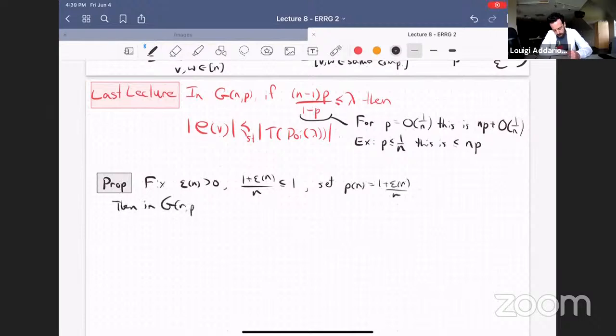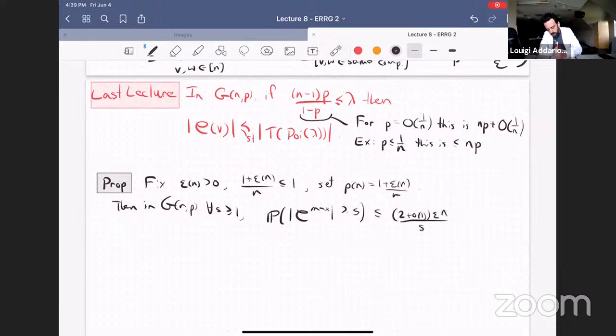Then in G(n,p), for any positive integer s, the probability that the largest component has size at least s is at most (2+o(1)) epsilon_n over s plus order 1 times n over s^(3/2). Now I'd like to turn to the proof of that.